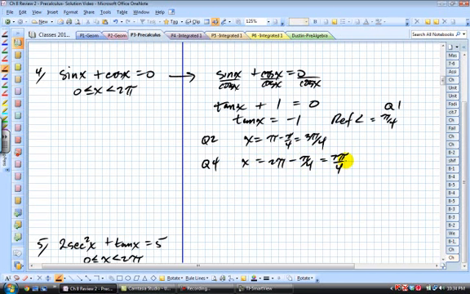Okay, so I'm looking for quadrants 2 and 4 because it's negative right here. Okay? So I'm just trying to show you different types of equations here so you get some experience.